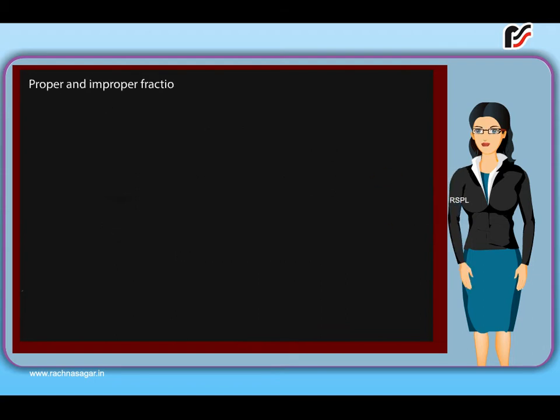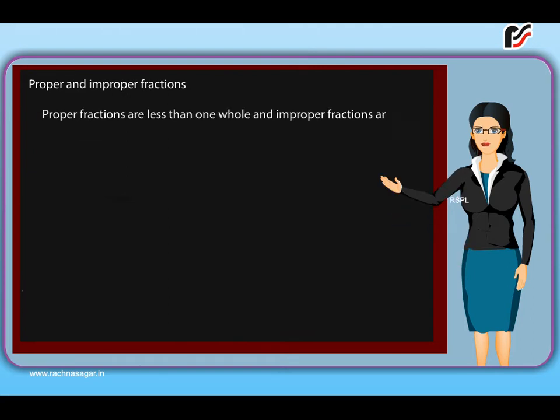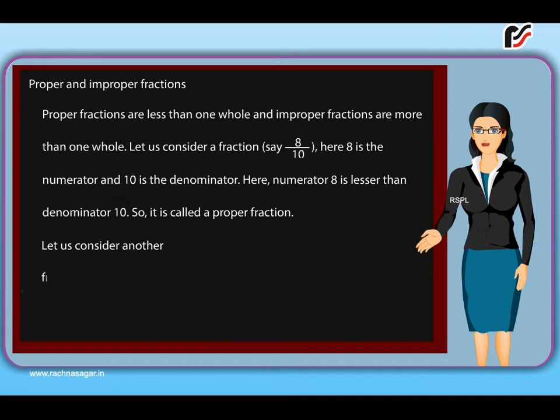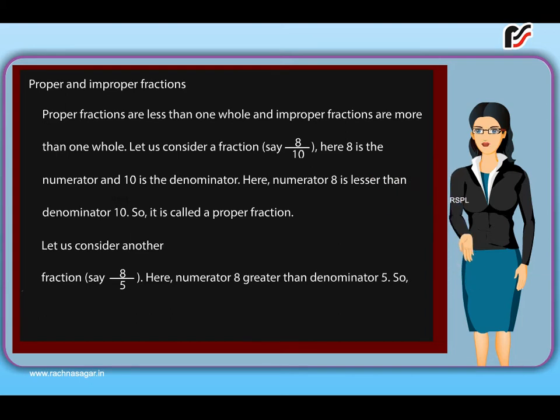Proper and improper fractions. Proper fractions are less than one whole and improper fractions are more than one whole. Let us consider a fraction, say 8 by 10. Here, 8 is the numerator and 10 is the denominator. Here, numerator 8 is lesser than denominator 10. So, it is called a proper fraction. Let us consider another fraction, say 8 by 5. Here, numerator 8 is greater than denominator 5. So, it is called an improper fraction.